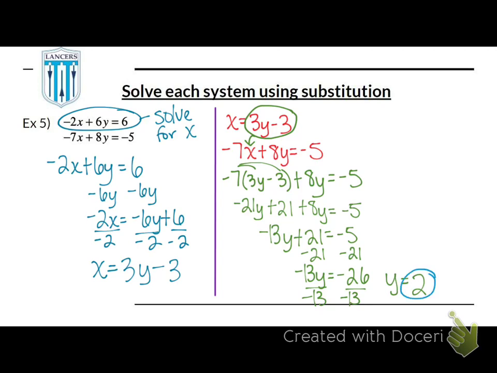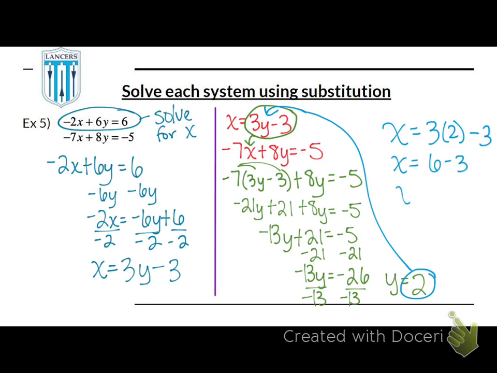We found y, we need x. We're taking it all the way back up to plug it in for y. So x equals 3 times 2 minus 3. 3 times 2 is 6, minus 3 is 3, beautiful. As an ordered pair, this would be, so careful, 3 comma 2. Okay, always x comma y, no matter what we found first.